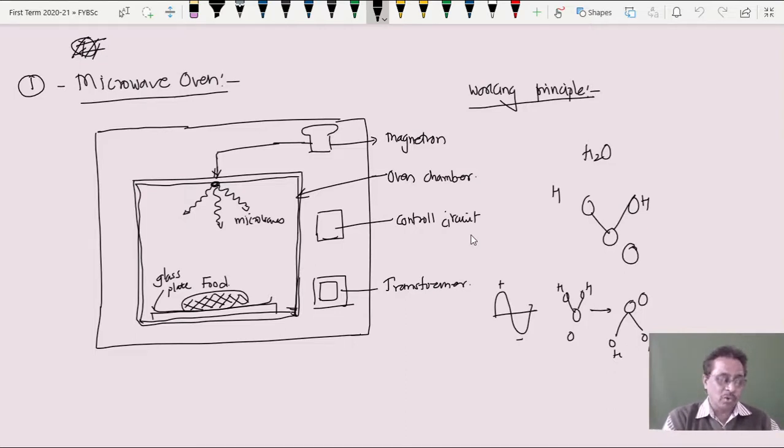Tomorrow we'll go more about these things, microwave ovens and all these things. We will discuss in some other devices as well.